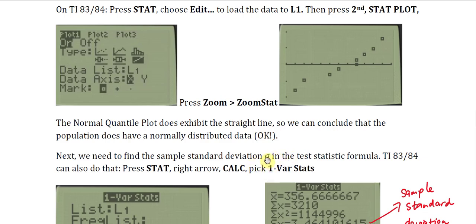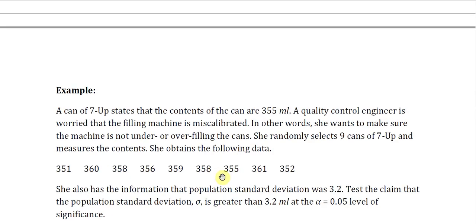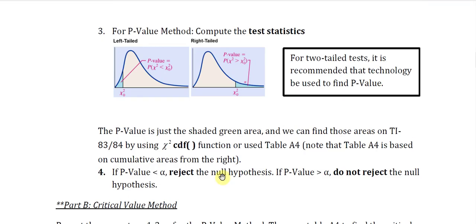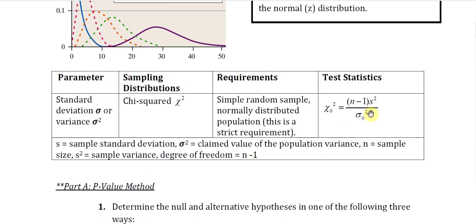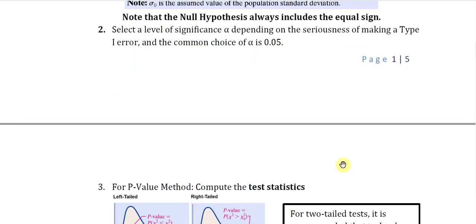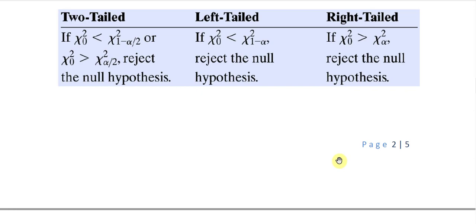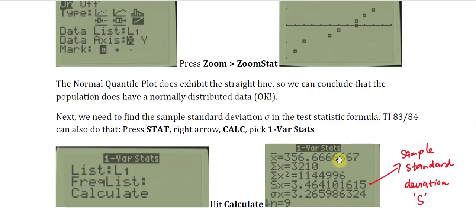Okay, this is a typo. It should be the S. Sample standard deviation is the S, not sigma. Sigma is the population standard deviation. So this is the S. It should be the S right here in this formula. The S. S is the sample standard deviation. So we need to find that.